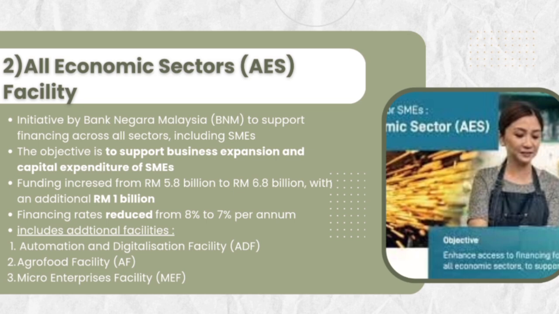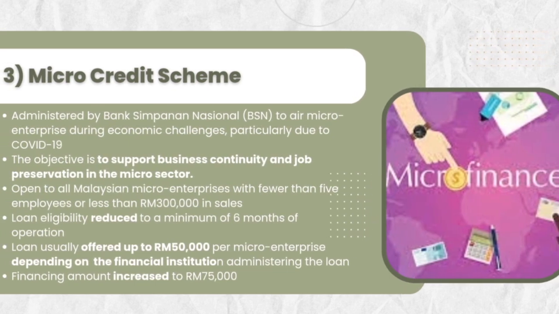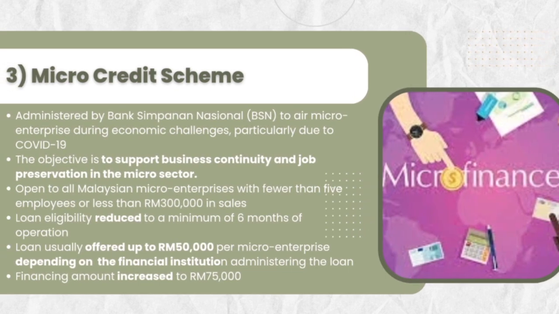All economic sectors have additional facilities. First, automation and digitalization facility. Second, agro-food facility. Third, micro enterprise facility. Next, microcredit scheme. Microcredit scheme is administered by Bank Simpanan Nasional (BSN) to aid micro enterprise during economic challenge, particularly due to COVID-19. The objective of microcredit scheme is to support business continuity and job preservation in the micro sector.